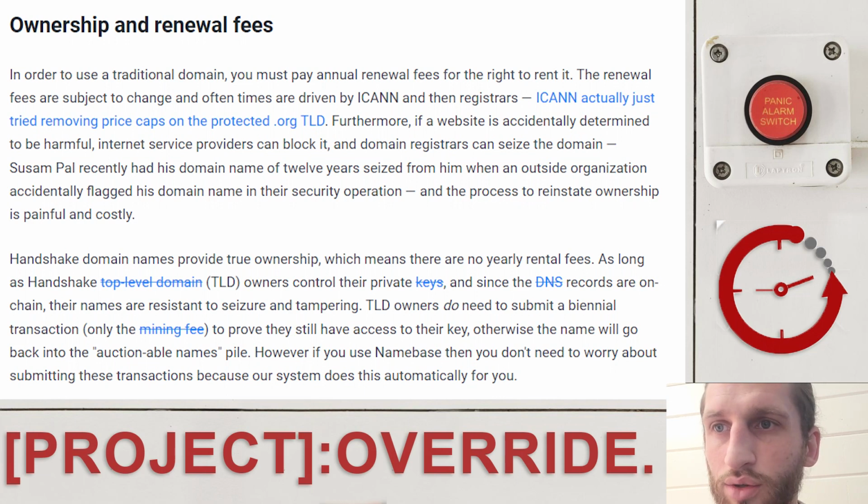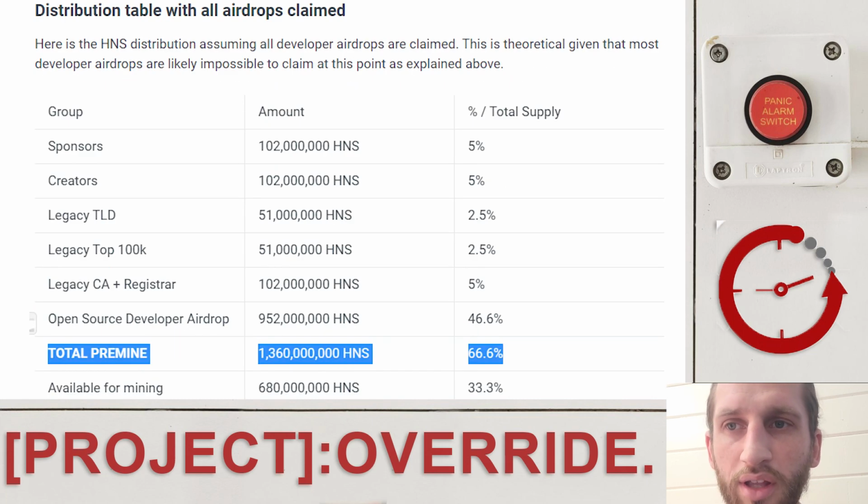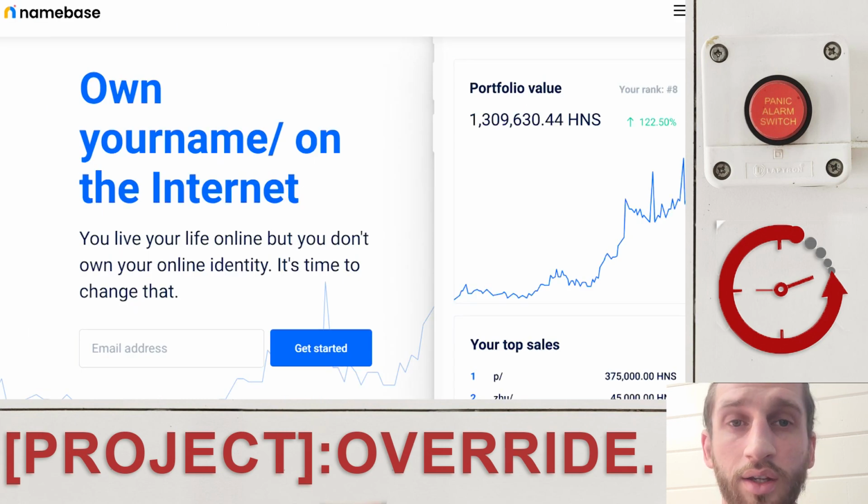Their website states that you outright own the Handshake domain, but every two years there is a mining fee of 0.1 HNS, or Handshake token, to renew that top-level domain name they own. There's around 2 billion Handshake tokens, and 66.6% of those tokens were pre-mined, meaning they were given out to early creators, investors, sponsors, and open source developers. 680 million, or 33.3%, is left for mining on the Proof of Work blockchain. You can buy Handshake domains and HNS tokens through Namebase.